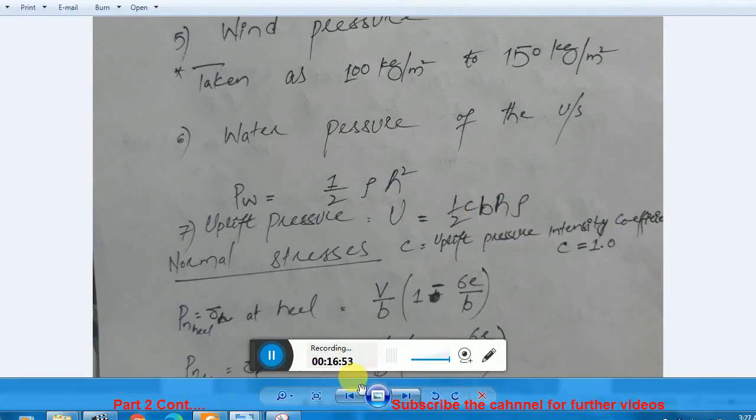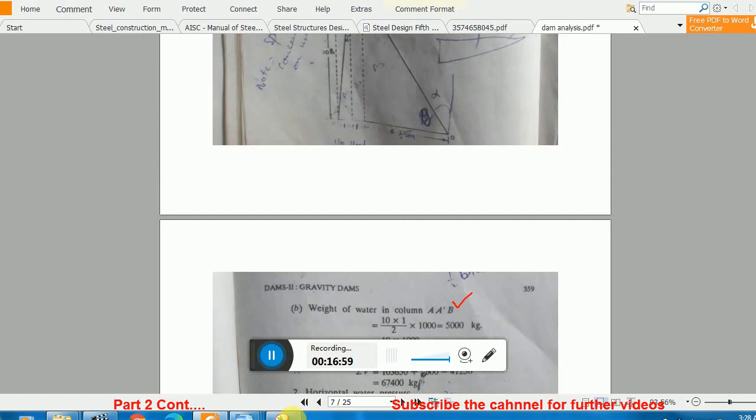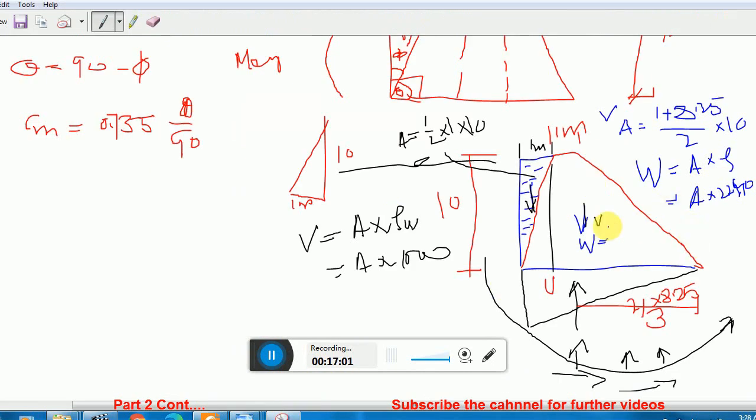Clear? So you calculate your uplift force now. Remember, here you see this force, this V. This is in positive direction. This is in downward direction. This force is also in positive direction. Therefore, it is positive. But this force is in upward direction, so U will be negative.